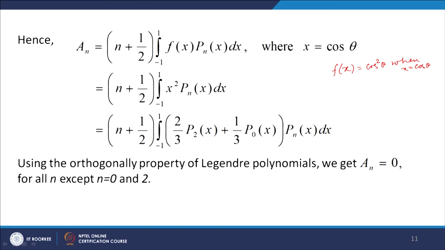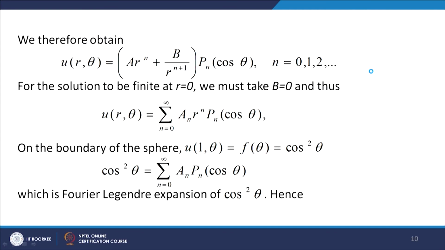So, f(x) becomes x square, because when f(x) is x square, f(cos theta) becomes cos square theta. So, f(x) is equal to x square, which gives cos square theta when x is cos theta. So, this formula is for f(x) equal to the sum over n equal to 0 to infinity of a_n P_n(x). It is the formula for that.